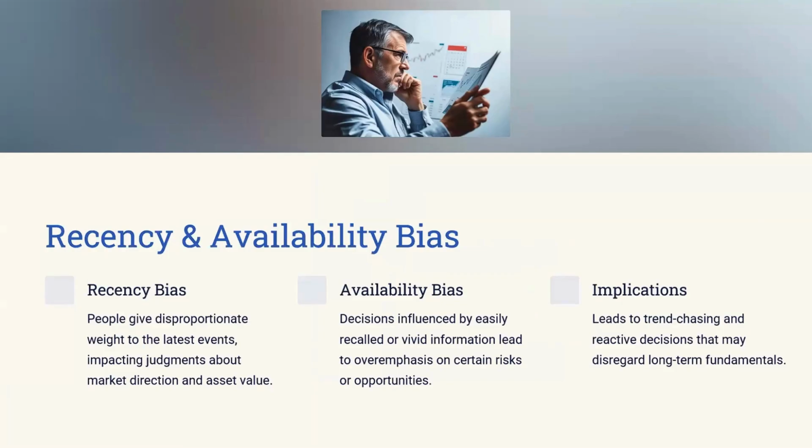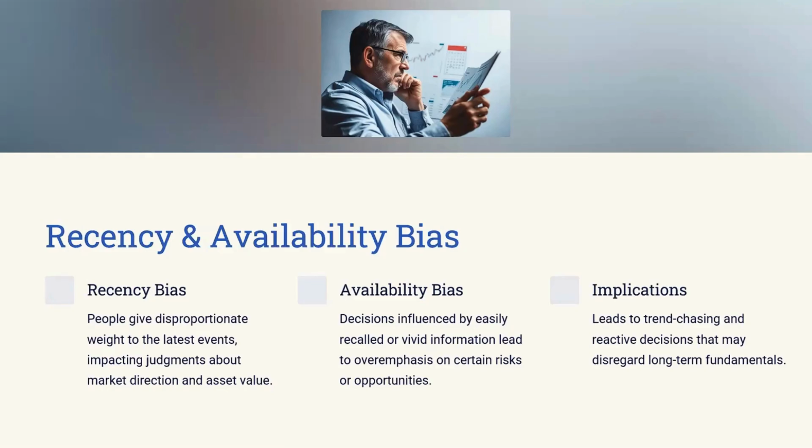which is recency and availability bias. The first one is recency bias. People give disproportionate weight to the latest events when making judgments about market direction and asset value. Recency bias is the tendency to place too much importance on recent experiences or observations and to extrapolate those recent trends far into the future while underestimating the significance of older data.